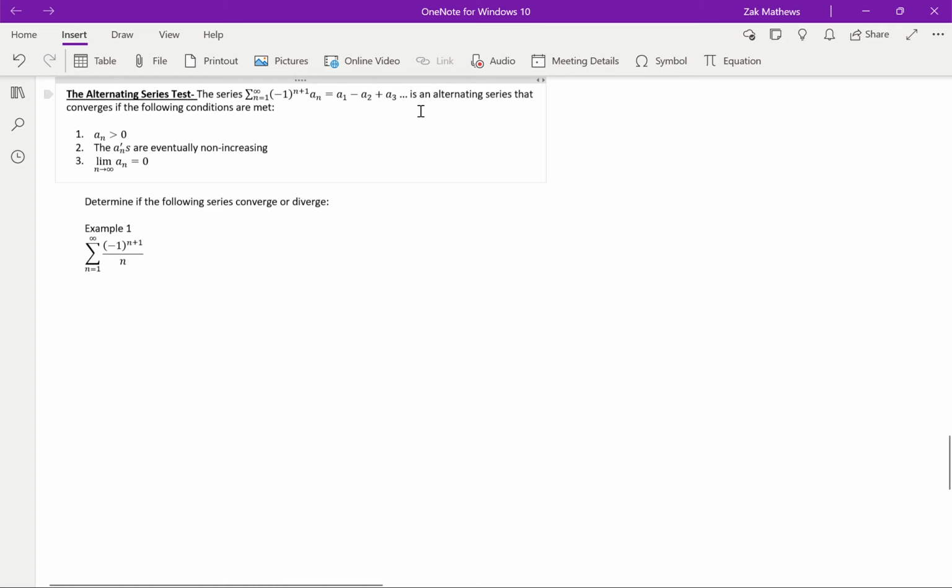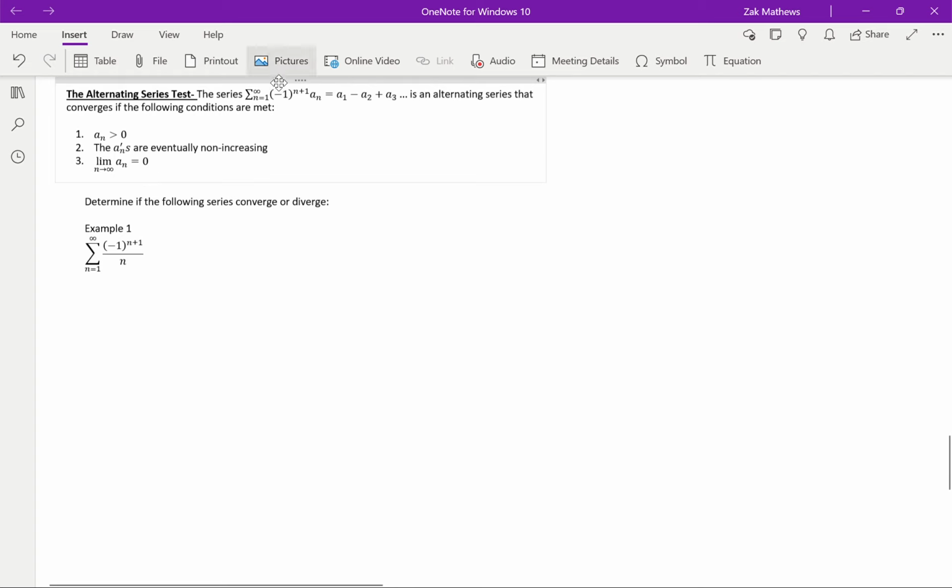So an alternating series is just one where every single sequence value alternates between positive and negative, so we're adding and subtracting alternatively. So the alternating series test tells us that if we have this alternating series, it will converge if the following conditions are met. 1. The sequence, ignoring the -1, the part that makes it alternate, is greater than 0, the terms are eventually non-increasing, and the limit of that sequence is equal to 0.